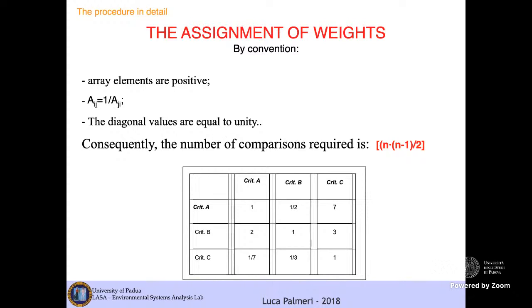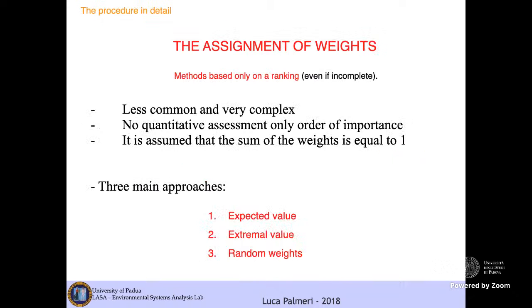Consequently, the number of comparisons required, if n is the number of criteria, is n times n minus 1 divided by 2. So you need to compare essentially 1/2 of the matrix of comparison of the criteria in order to build or to obtain the weights of the different criteria.